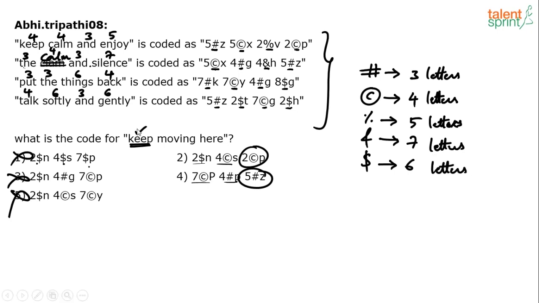Now look at the question here. A 4-letter word, moving is MOVING, a 6-letter word, and here is a 4-letter word. So there should be 2 copyrights because 4-letter is for copyright, and the 6-letter word is dollar. So 2 copyrights and 1 dollar. The answer should have 2 copyright and 1 dollar symbol. Option 2 has 1 dollar and 2 copyrights, so it satisfies. Option 4 has copyright and hash, so it is eliminated. So option 2 is the answer.